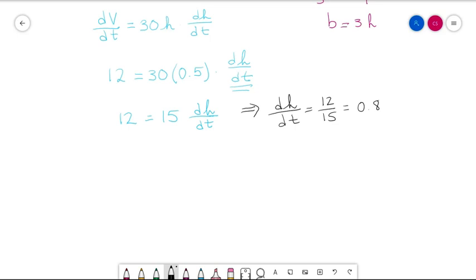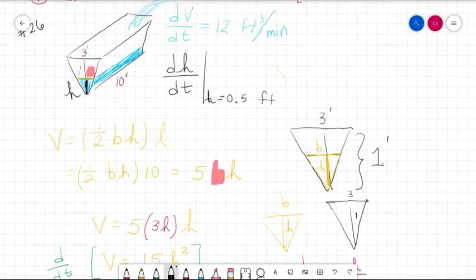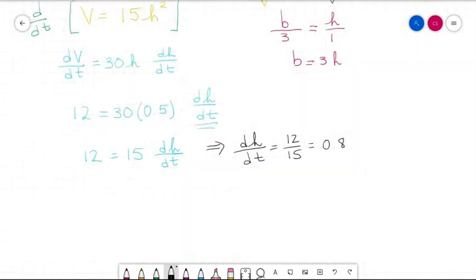And then let's talk about units. How is the height being measured? Well, distances are measured in terms of feet, right? So this is going to be feet, and the time is minutes. So dh/dt is going to be feet per minute, and that's your solution. That's the rate of change of the water level when the height is 6 inches.